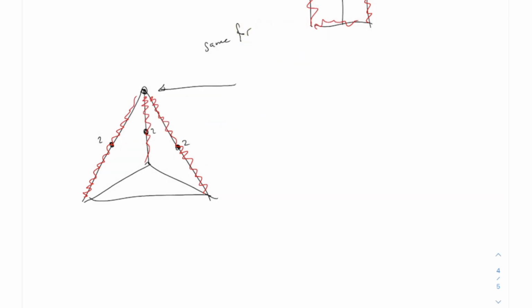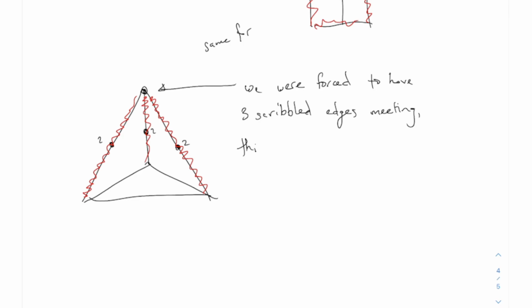So here, we were forced to have 3 scribbled edges meeting, and that is illegal. This is illegal. So, no Hamilton circuit. All right. That's how we do it. Any questions about that? I got a couple more, and I got one for you to try.